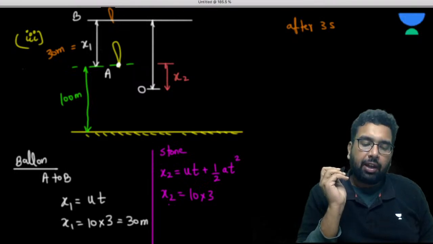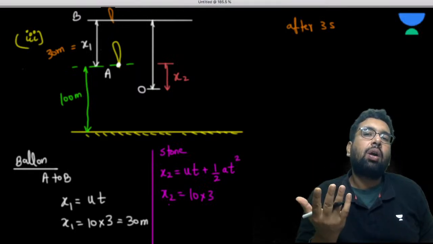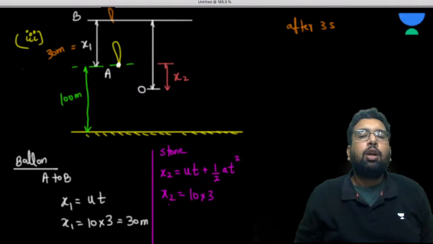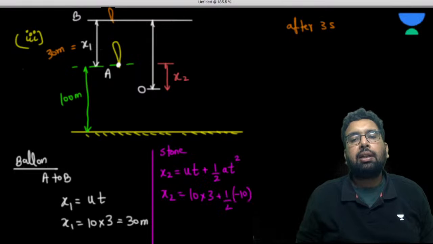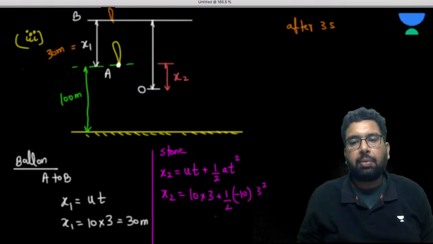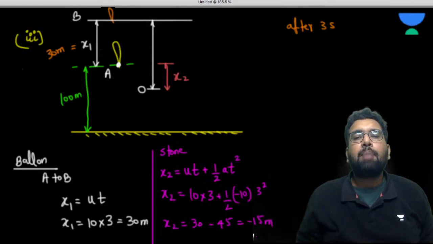Initial velocity is upward. Okay, sir, but how do we know that this x2 is going to be positive? If at all our assumption is wrong, this is going to come out to be negative. Let's see that. This is going to be 10 into 3 plus half, a is minus 10, and time is 3, so 3 square. So x2 is going to be 30 minus 5 into 9, that is 45. So x2 is going to be minus 15, and we are getting it in minus. That means our assumption is correct.